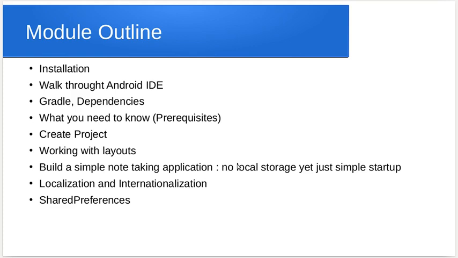And then we'll create a project and work with layout and see how many different layouts we have in Android development. And we'll finally create a simple application or taking application of code. It's not gonna be able to store any data as of now because we're just trying to grasp the fundamentals of hovering through the application development criteria. And so we'll talk about localization and internationalization, and finally shared preferences.